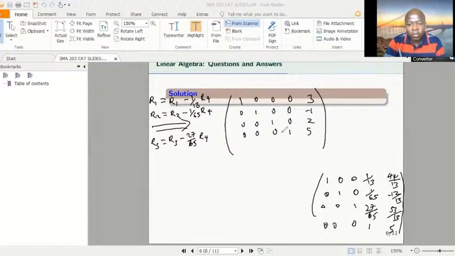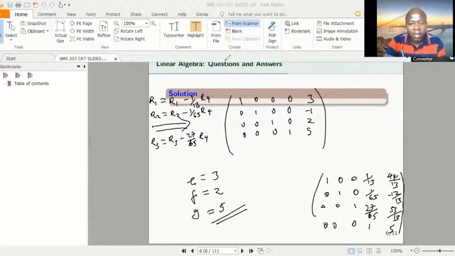This is what the question wanted us to do. It wants us to transform that matrix to reduced row echelon form and achieve this. And after achieving this, now read the value of E, F, and G. So E would be then 3, F would be 2, and G would be 5. And this is how this question was to be done.